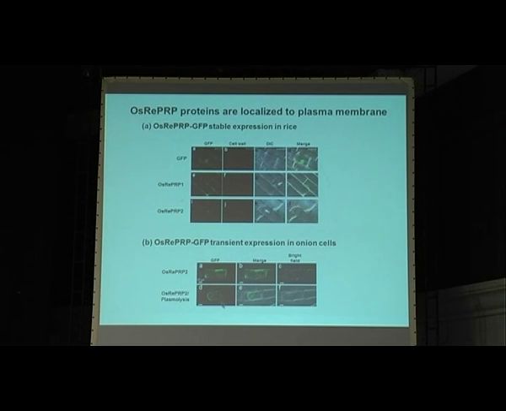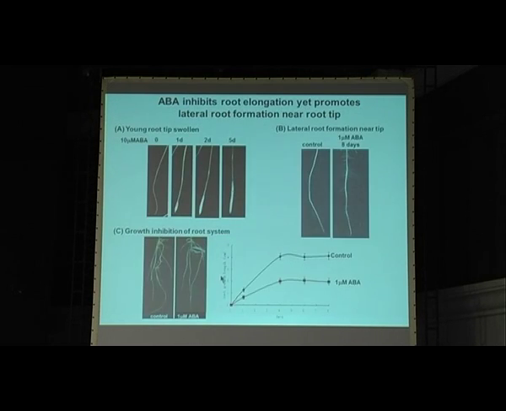In the onion cell, we could do plasmolysis. If you plasmolyze it, the green signal goes with the plasma membrane. But one thing important is, in addition to plasma membrane, you do see something else in the cytosol. We don't know exactly what that something else in the cytosol is, but primarily this protein is associated with plasma membrane. And so from cell biology, we do the reverse genetics. As a control, we know ABA inhibits root elongation in rice, yet promotes lateral root formation near root tips. So that's something already available in the literature.